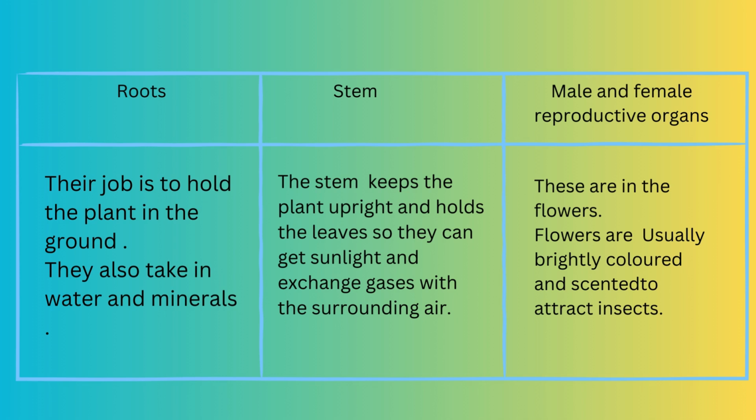And male and female reproductive organs, what are their functions? These are in the flowers. So these are present in the flowers. Flowers are usually brightly colored and scented to attract insects.